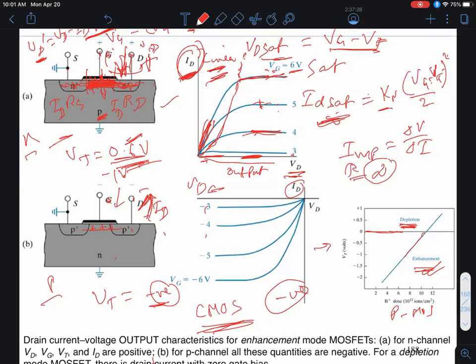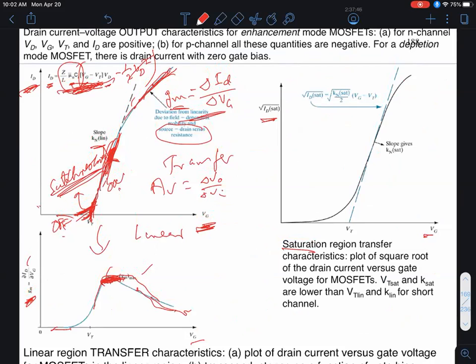So if I plot ID as a function of VG, I'll get a parabolic dependency. Instead, what's done is you take the square root of both sides. If you take the square root of the drain current, you get something varying linearly as VG. So in the saturation region, you plot the square root of the saturation current as a function of VG, and once again you get a more or less straight line, and the extrapolated version will give you the threshold voltage.